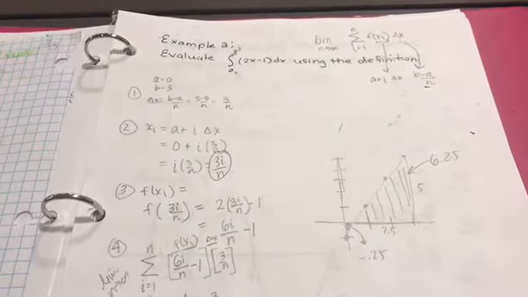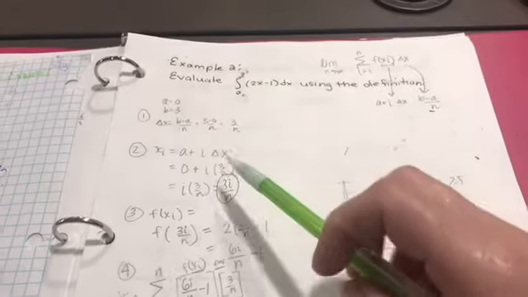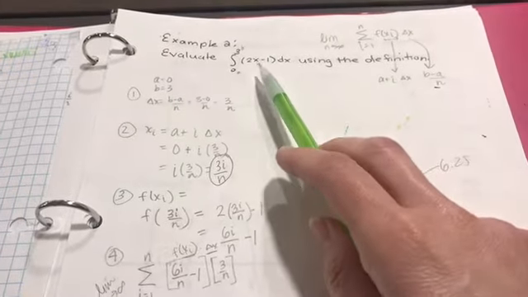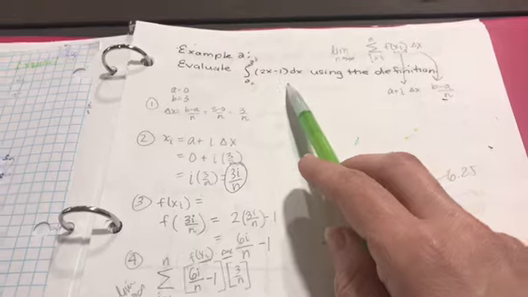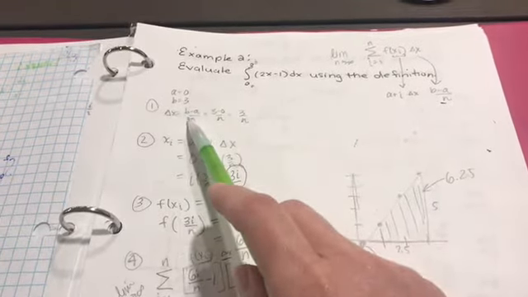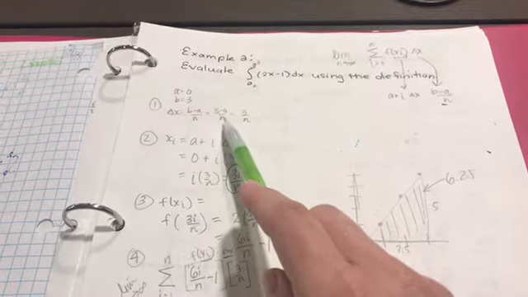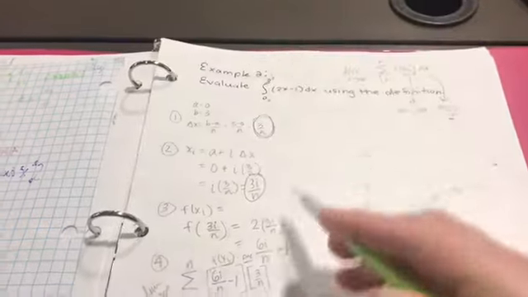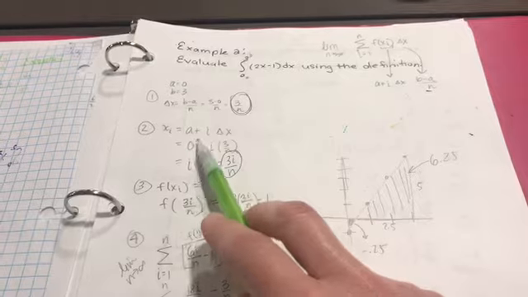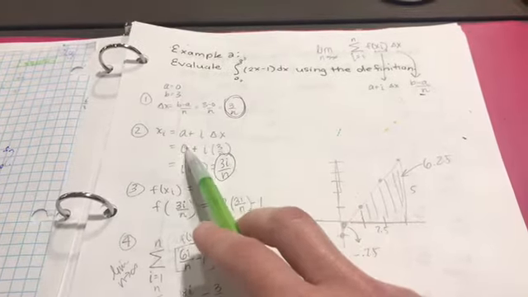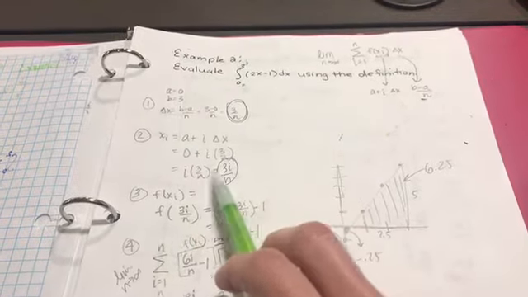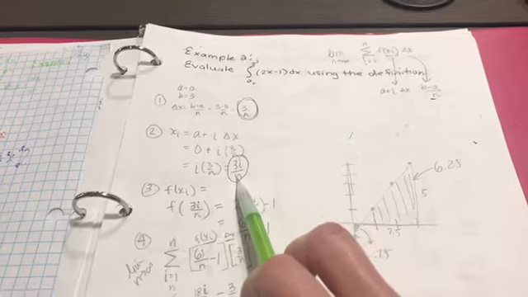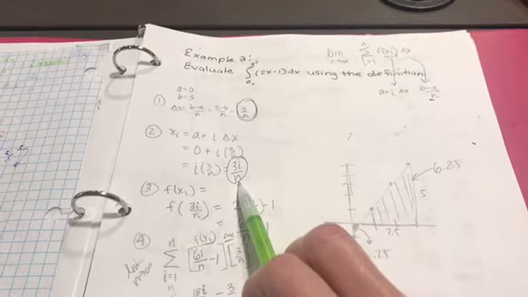Here is example 2, as we go from 0 to 3, 2x minus 1 dx. So our change in x is just b minus a over n, 3 minus 0 over n, so 3 over n. So that is our change in x. Our x sub i, remember, is a plus i times the change in x. Well, our a is still 0, and you can look at the math here. I have 3i over n. That's my x sub i.